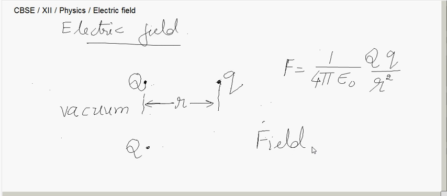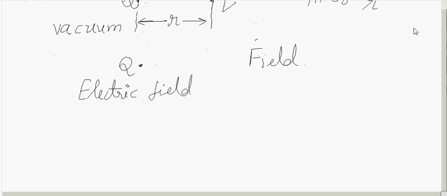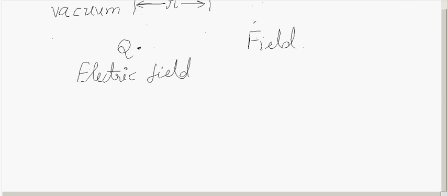We say that there is some electric field surrounding the charge Q. So there exists an electric field surrounding this charge Q, and it is because of this electric field only that there was a force. So electric field is nothing but the region surrounding the charge Q where one can experience electrostatic force.